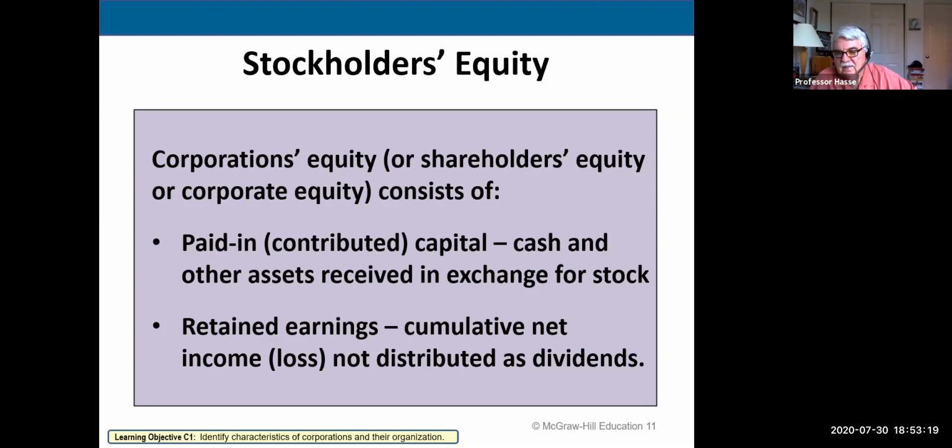Those are 3 important things about a corporation besides the definition. The equity is common stock, paid in capital, retained earnings.